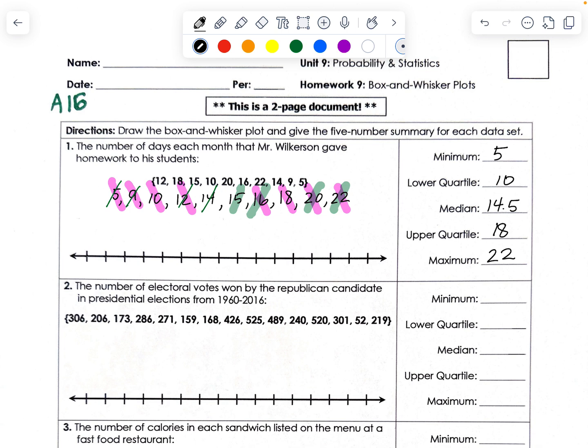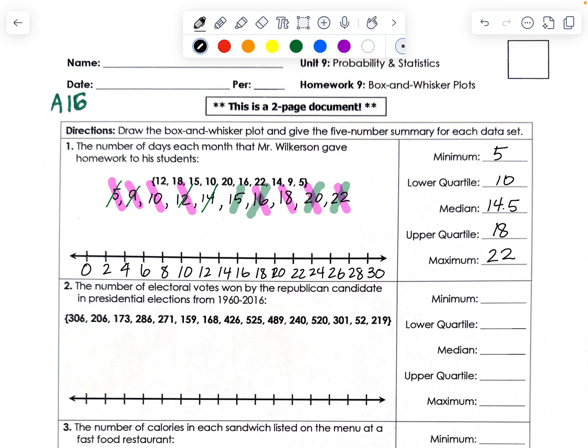Now looking at these numbers, how do I know how to number my line for my box and whisker? I'm going to go by 2s because it looks like most everything is pretty even. So we're going to start with 0. 0, 2, 4, 6, 8, 10, until we run out of dashes. 20, 22, 24, 26, 28, 30. Even though we don't have to go that far, that's where we're going.